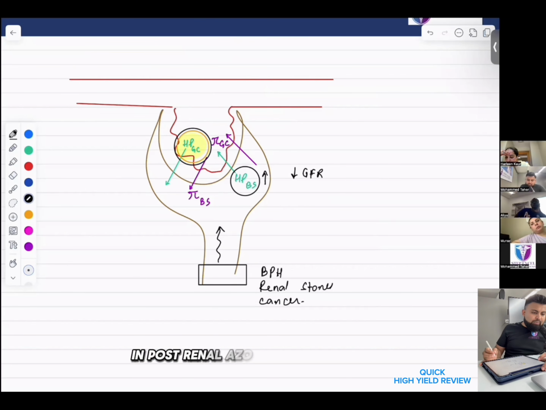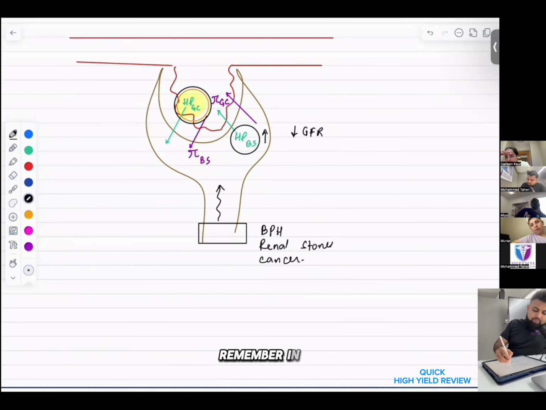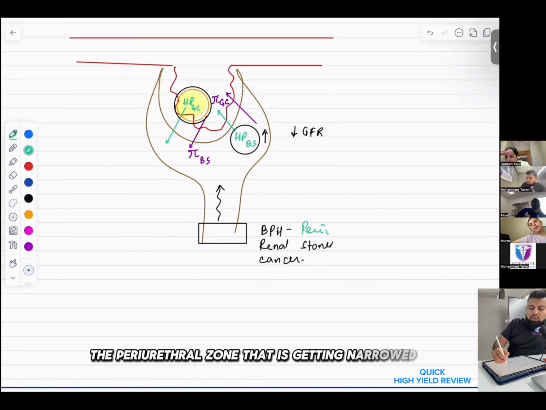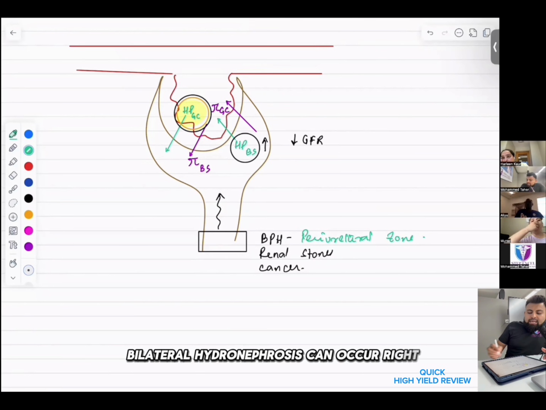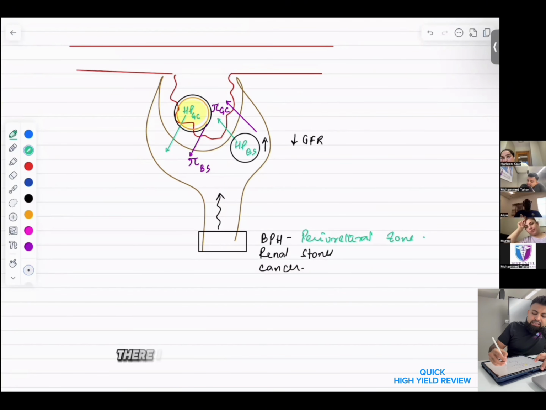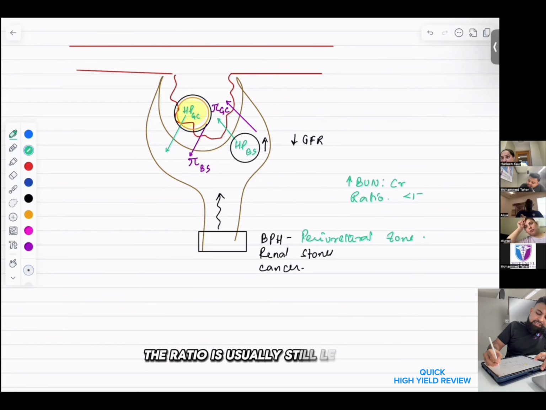In post-renal azotemia, secondary to BPH, remember in BPH the periurethral zone is getting narrowed, or renal stones cause obstruction more distally. Imagine if there is an obstruction at the level of the bladder, right? That can back up both side ureters, and bilateral hydronephrosis can occur. And then remember, there is going to be elevated BUN and creatinine. But please remember, the ratio is not significantly rising. The ratio is usually still less than 15.